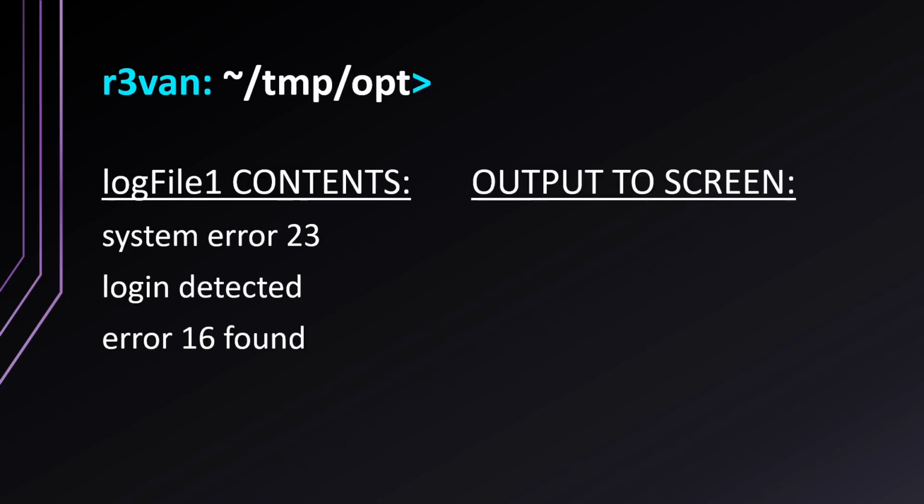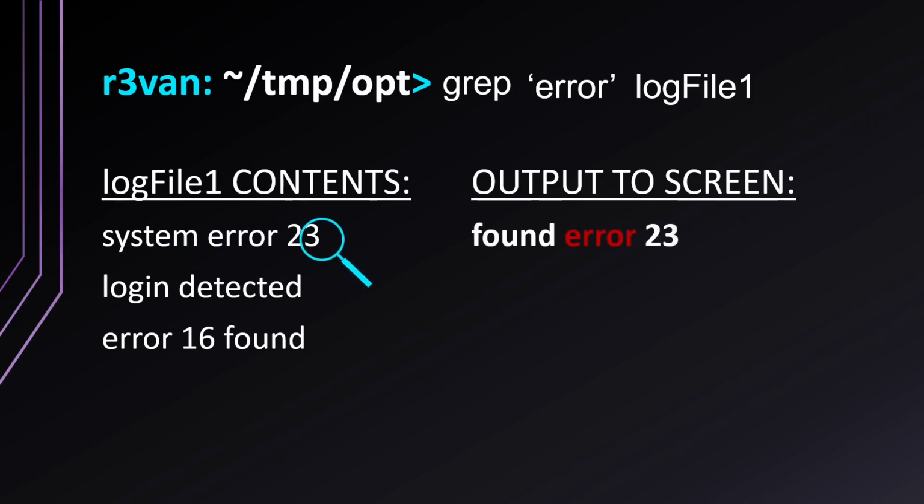If I type grep error log file 1, grep opens the file named log file 1 and reads the first line. If the line contains a pattern that matches the pattern we searched for, grep prints the entire line where the matching pattern was found to our screen. Grep then moves to the second line. If grep finds a matching pattern on the second line, it prints it to our screen. If it doesn't, it simply moves to the next line. Grep repeats this function on every line until there are no more lines in the file.